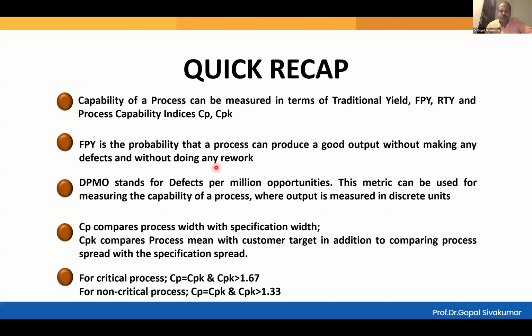Hope you understand all of this. This is what I wanted to discuss with all of you. We talked about yield. DPMO we already discussed, and today we practiced something. And now Cp/Cpk. For a critical process, Cp/Cpk must be minimum 1.67. For a non-critical process, they must be minimum 1.33. Very good.